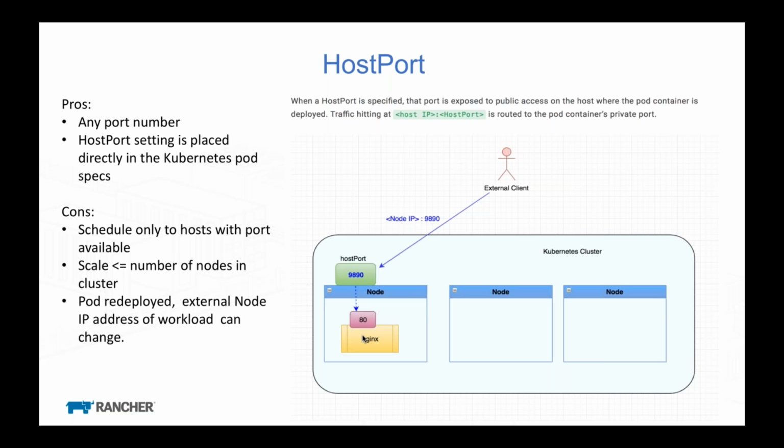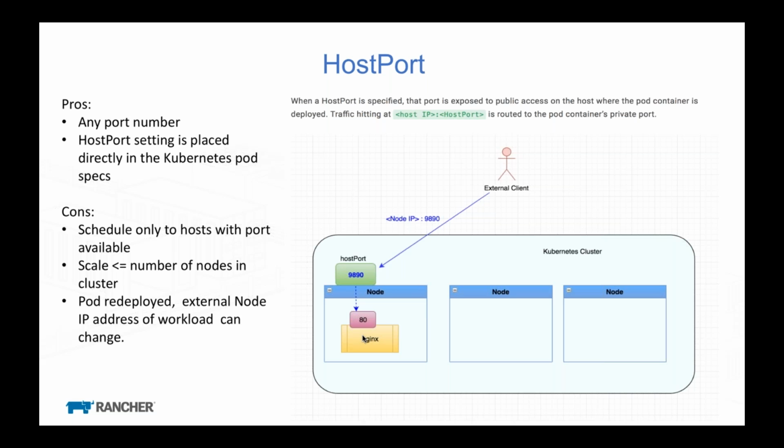Now, this functionality is very similar to the port mapping functionality of Rancher 1.6. So the pros are that any port number the user specifies can be exposed on the nodes, and the host port setting is directly placed into Kubernetes pod specs. So if you want to figure out how your pod is getting exposed, just looking at the pod specs, host port will tell you that it is exposing itself using the host port.